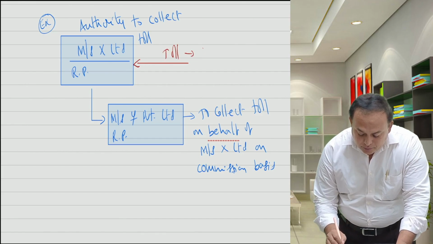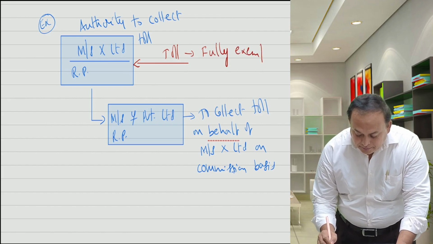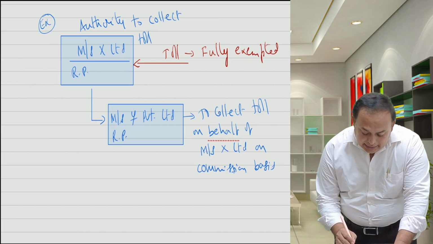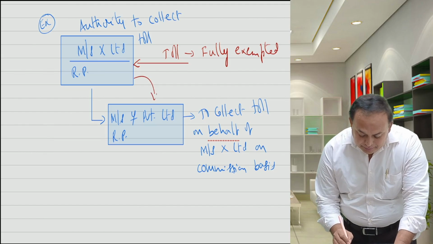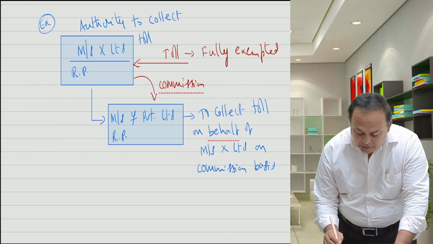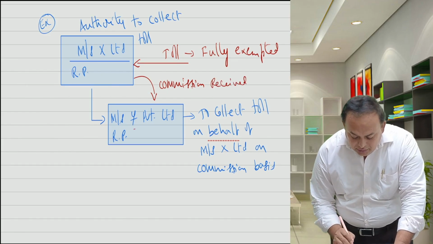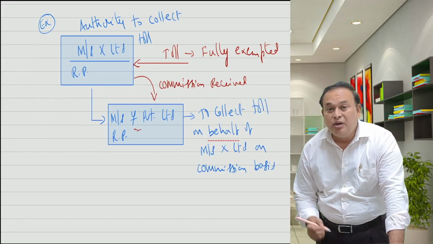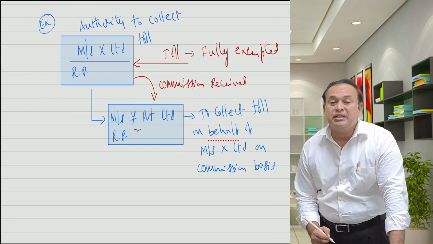toll fully exempted, and in return they pay them commission. Commission received by Y Private Limited from X Limited for what? For collecting the toll on behalf of X Limited.